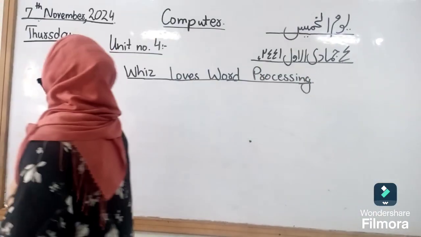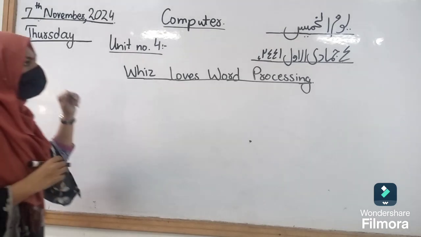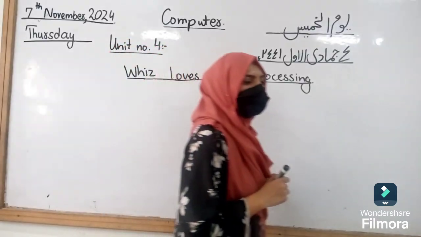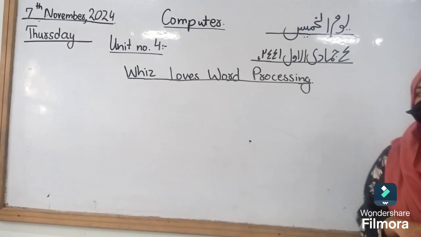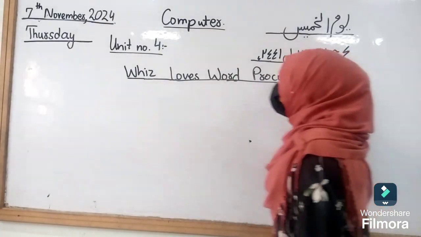Bismillahirrahmanirrahim. So today is 7th November and Thursday. Now who will tell me the date today in Arabic? Yes, today is 4th Jumadil Awal.